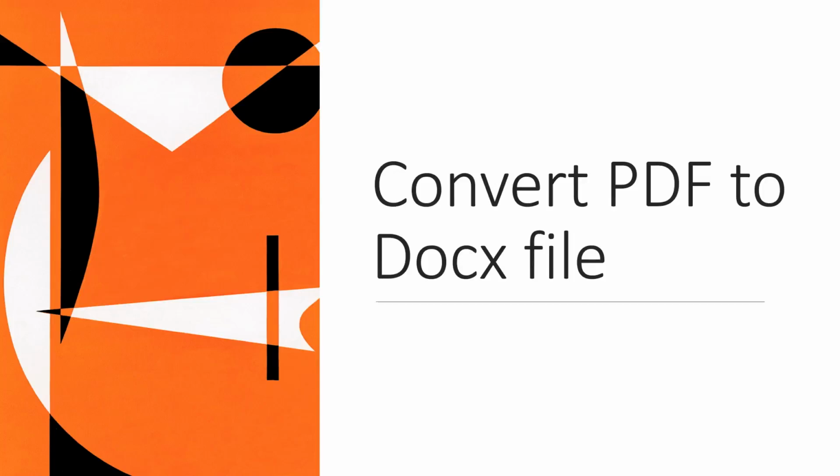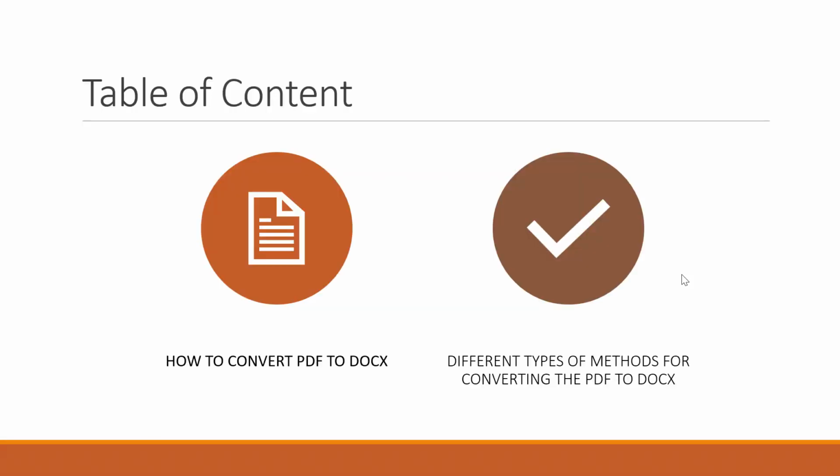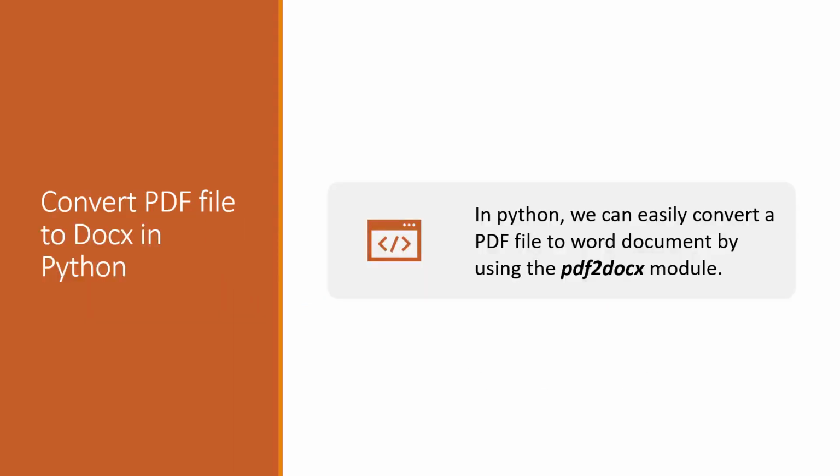In this video tutorial, we will discuss how we can convert a PDF file into a Word document using Python. We will start this tutorial by discussing how we can convert the PDF file into a Word document. For this task, we will use one module in Python, and by using that module, we will cover two different methods through which we can easily convert a PDF file into Word. So without any further delay, let's jump to the very first topic and discuss how we can convert a PDF file into a Word document.